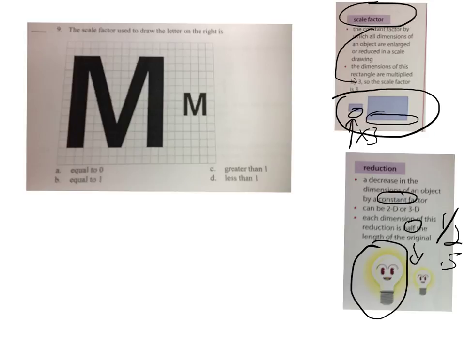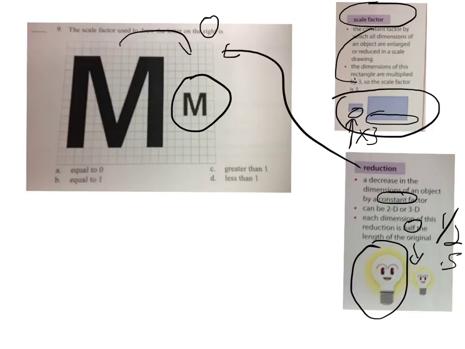The scale factor used to draw the letter on the right. Okay, so we have to double check that. The key word here is the right. So when we look at the right, that'd be the smaller m. So we know that we're going to have a reduction here because we go from the bigger one to the smaller one. Hopefully that makes sense.